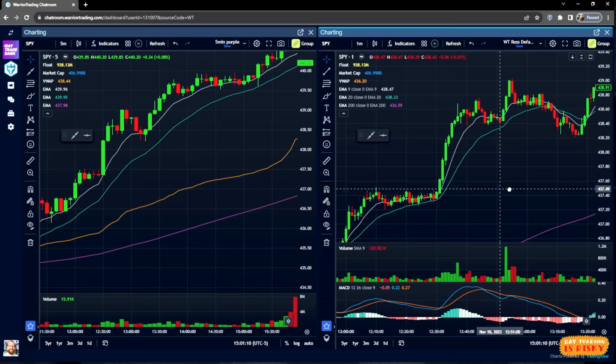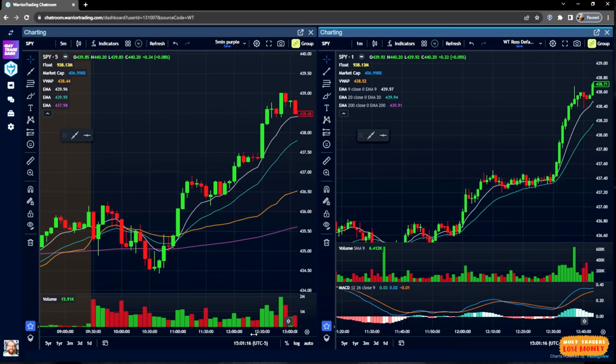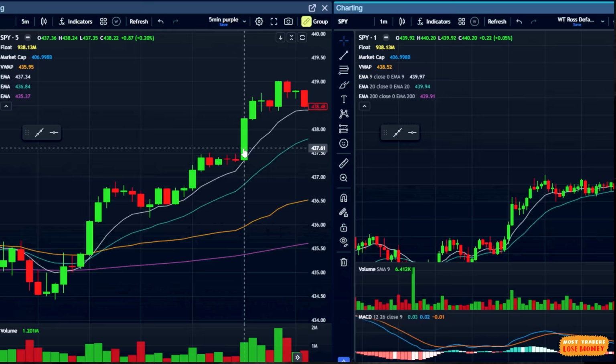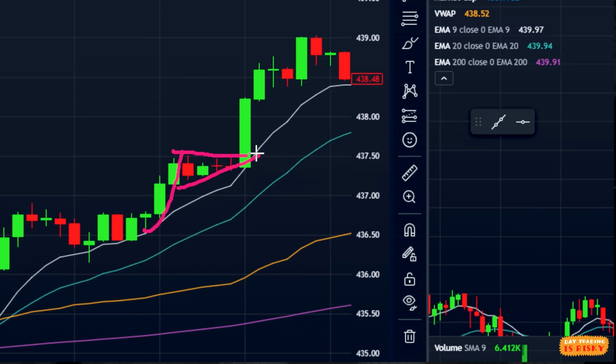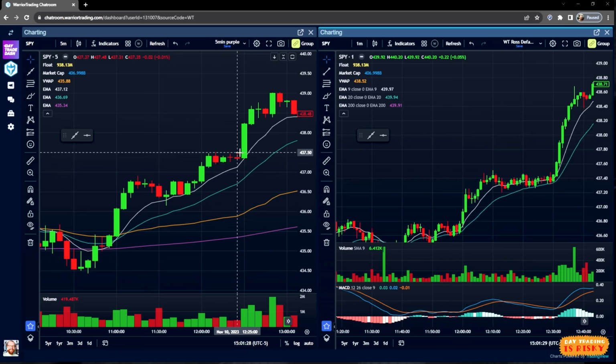So actually, let's look at this setup right here. If you see right here, this is where we had the price move up and then we went into this period that kind of formed a flat top of consolidation before it broke out. So this is a 5-minute pattern. This pattern is occurring on the 5-minute chart.